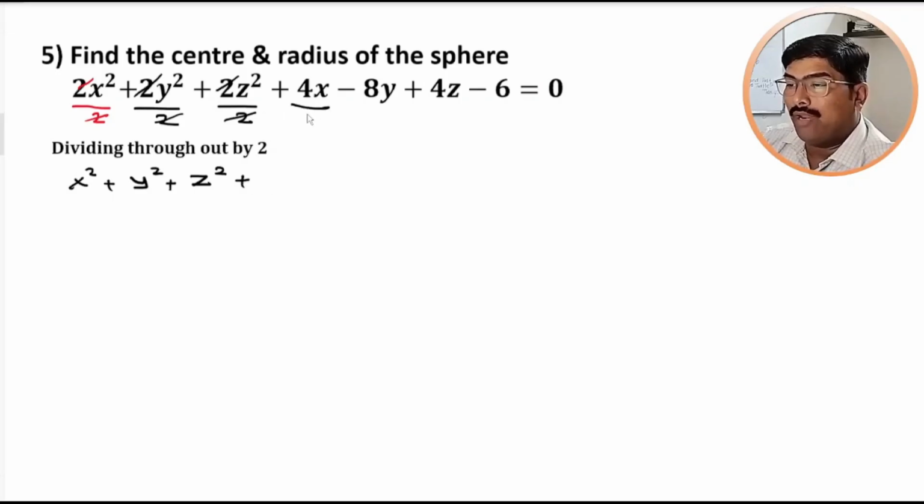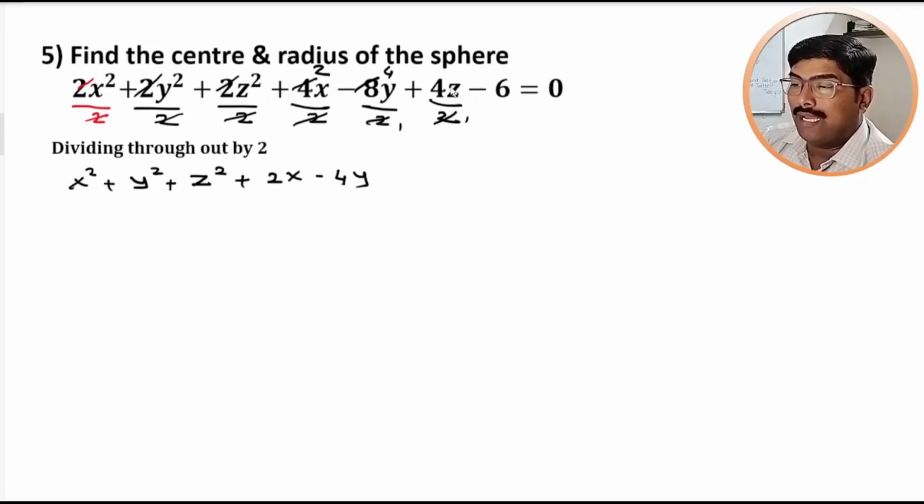Now divide 4x by 2, the 2 and 2 cancel, here you will get 2, so 2x minus. Now divide 8y by 2, 2 ones are 2 and 2 fours are 8, so you will get minus 4y. And similarly, here we have to divide it by 2, so 2 ones are 2 and 2 twos are 4, means you will get 2z. And last, minus 6 divided by 2 means you will get minus 3, is equal to 0 divided by 2, is equal to 0 only.